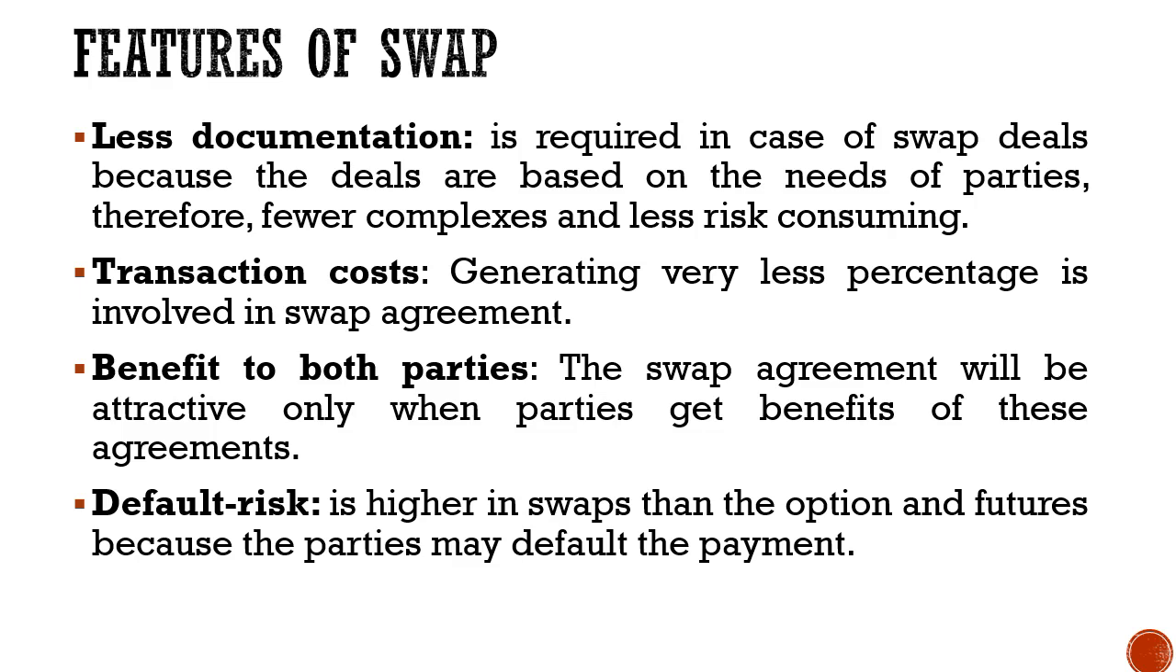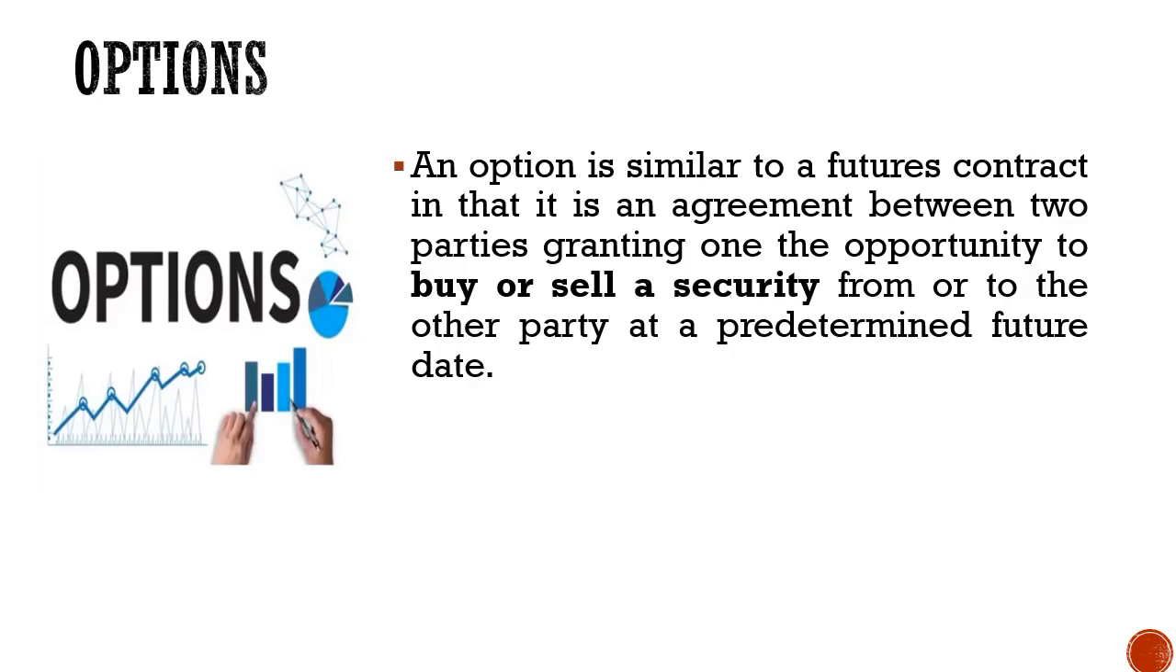So these were the various features of swap. Now, the next type of derivative that we need to learn is options. Let us see what is the meaning of option. An option is similar to a futures contract in that it is an agreement between two parties granting one the opportunity to buy or sell a security from or to the other party at a predetermined future date.